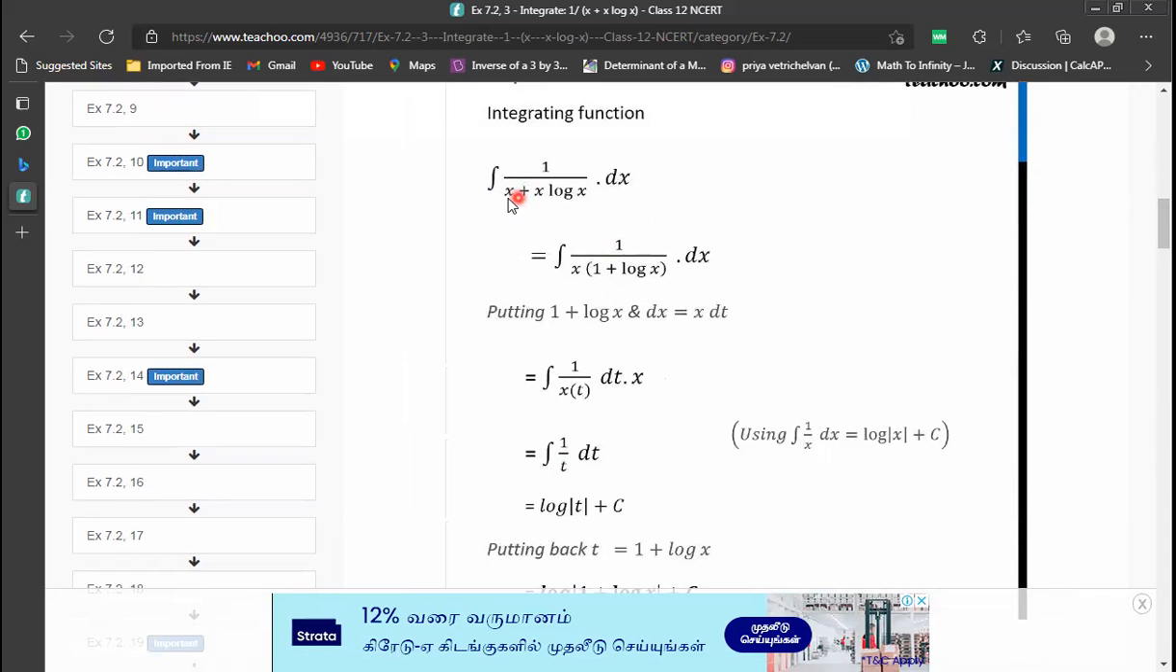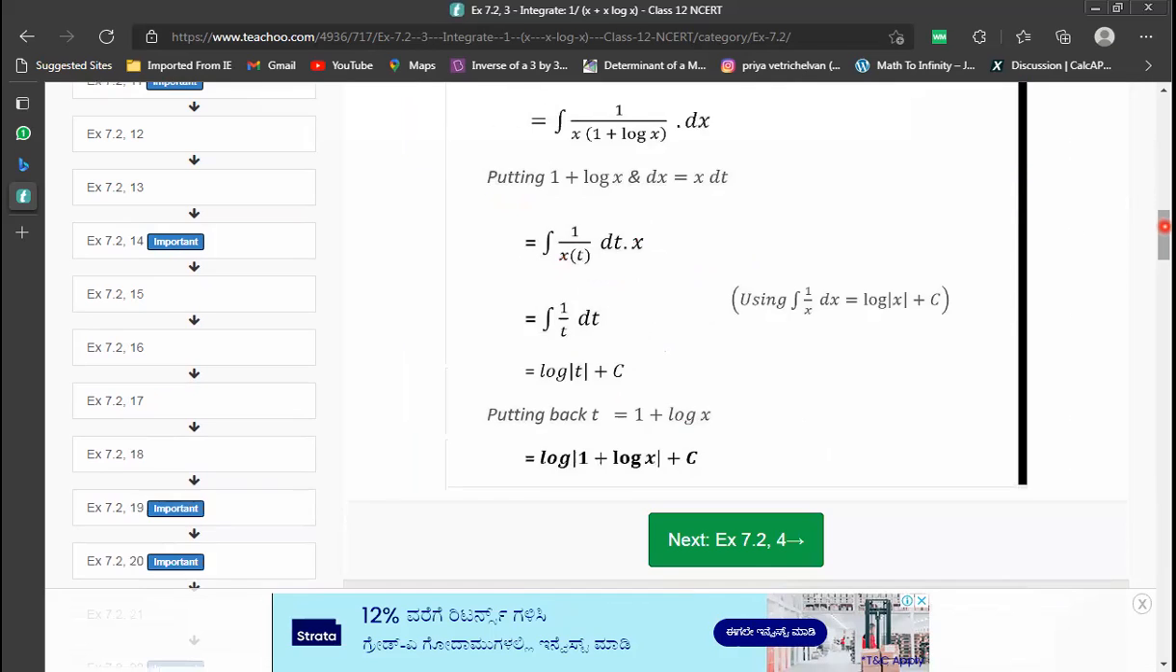So it's 1 upon x into 1 plus log x dx. 1 upon x, you just write as it is, and 1 plus log x is nothing but t. And dx can be written as dt into x. This x and this x will cancel out each other. You will be left with 1 upon t, and integration of 1 upon t is nothing but log t.